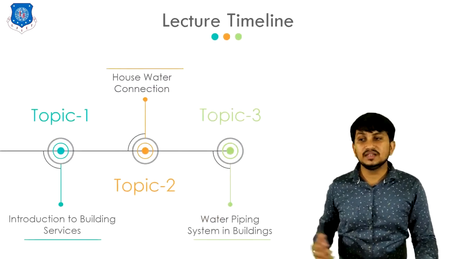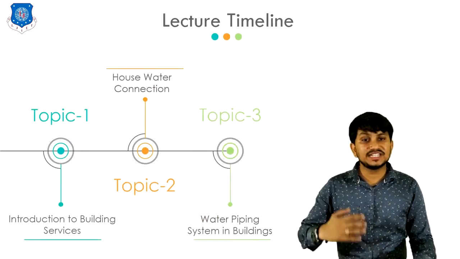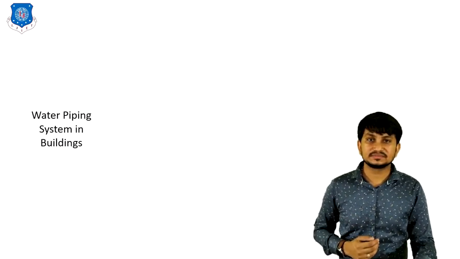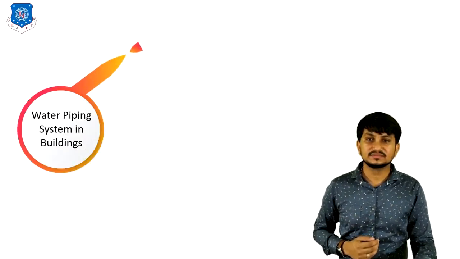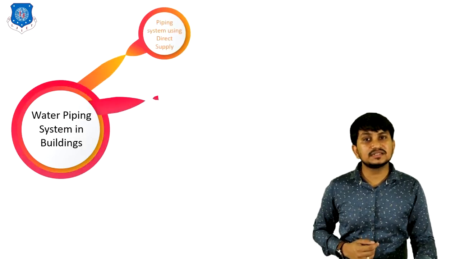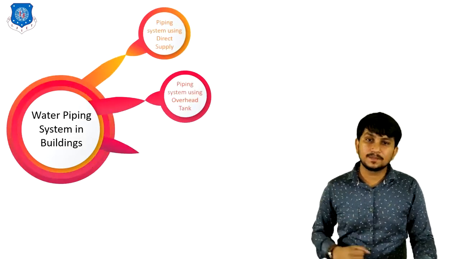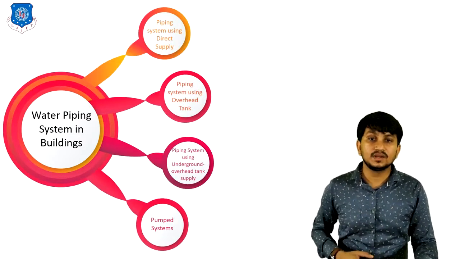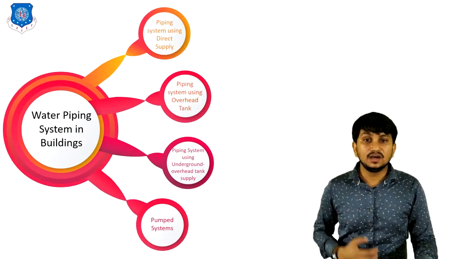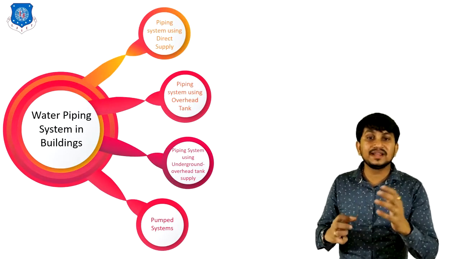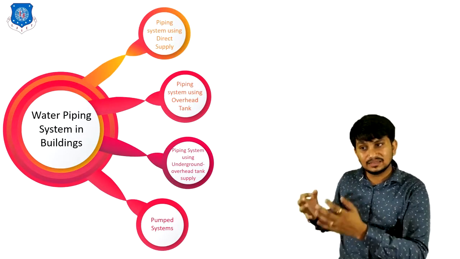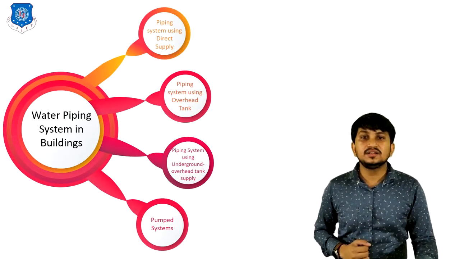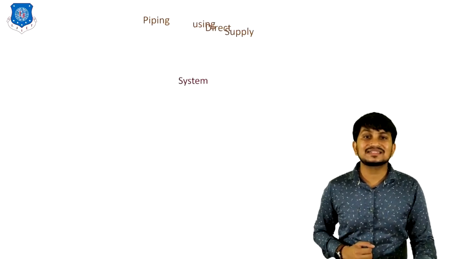Now let's move to the third topic in today's lecture, which is water piping system in buildings, in which first we will discuss direct supply system. Second, we will discuss overhead type of system. Third, we will discuss underground and overhead tank supply system. And lastly, we will discuss pump system. Let's start with piping system using direct supply.